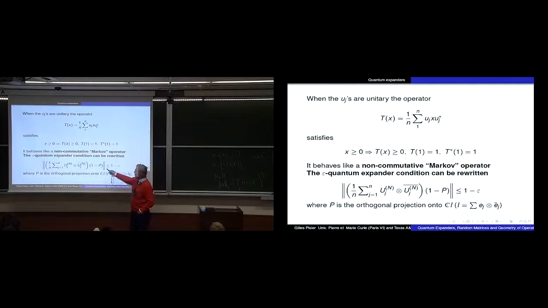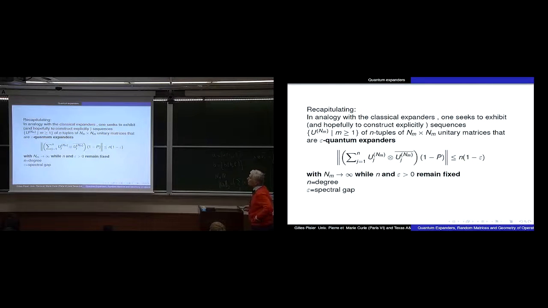And I don't know if I explained what this P is here. P is just the projection to the multiples of the identity matrix. So 1 minus P projects orthogonally to the subspace of matrices with zero trace.